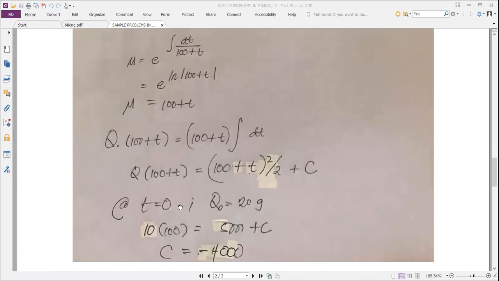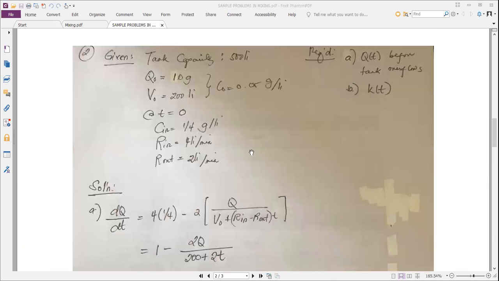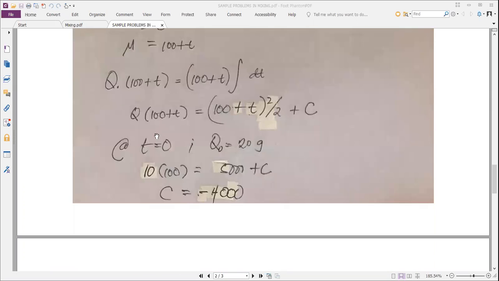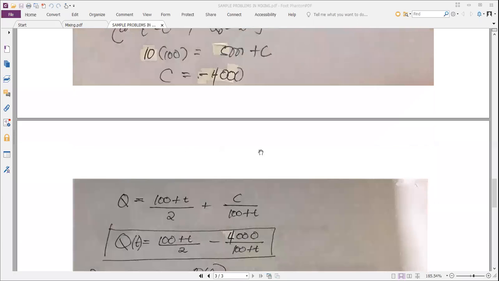At time equal to 0, it's stated in the problem that you have 10 grams of salt present. So we will place 10 here, and you will have 100 plus 0, so that would be 100. This one would be 100 plus 0 squared, so that would be 10,000 divided by 2, so that would be 5,000, and you will have C. So you'll be getting a C value of negative 4,000.